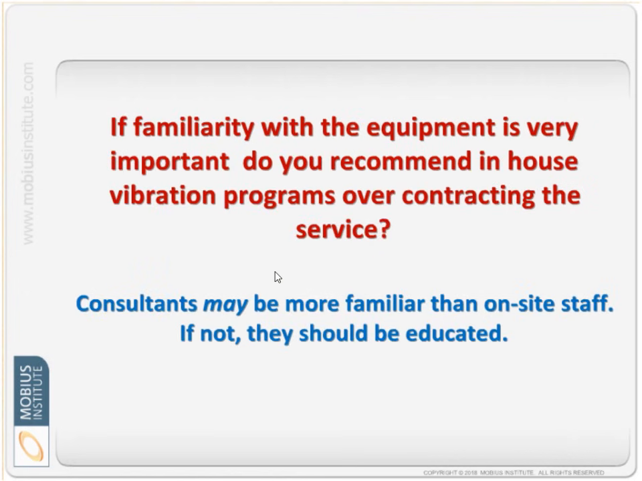If familiarity with the equipment is very important, do you recommend in-house vibration programs over contracting the service? So first I should comment on the basis of the question, and I absolutely positively believe that it's helpful to understand the machine and its failure modes. If it's just this big metal box and you sort of wonder what's inside there, it's much harder to do vibration analysis. Much harder.